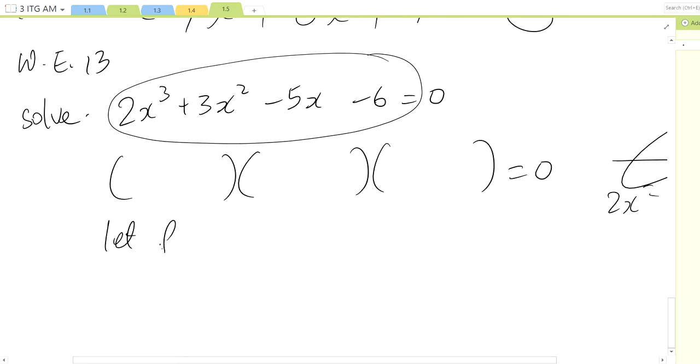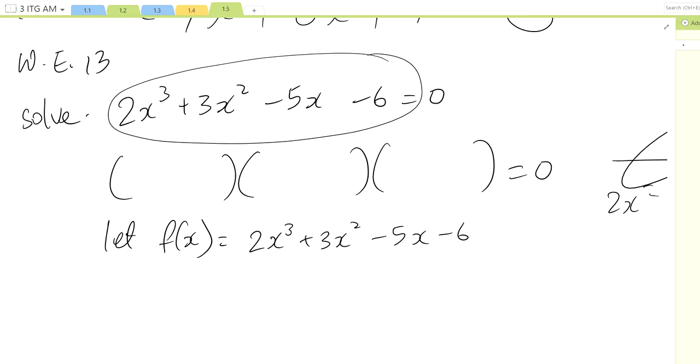Okay, so this is my approach. Let f(x) equal 2x cubed plus 3x squared minus 5x minus 6. Now we know at the back of our minds it is supposed to be equal to 0. There is a certain value of x that makes this equal to 0. I don't know what it is yet. So now your job is to find the first linear factor. Shall we try f(-1), f(1), f(-2), f(2), f(-3), f(3)? Or is there an easier way to guarantee one that will work?